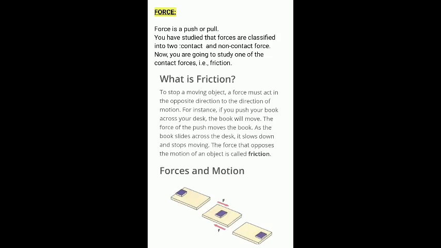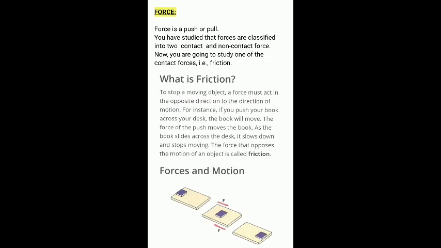If you push your book across your desk, the book will move. The force of the push moves the book. As the book slides across the desk, it slows down and stops moving, which is indicated by small f. So the force that opposes the motion of the object is called friction, whereas the force that makes the book move is indicated by capital F. The force that opposes the motion of the object is small f.